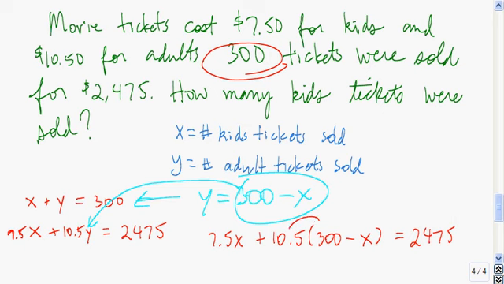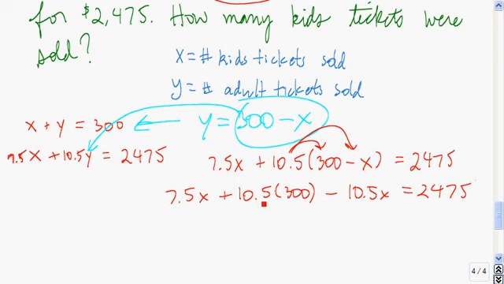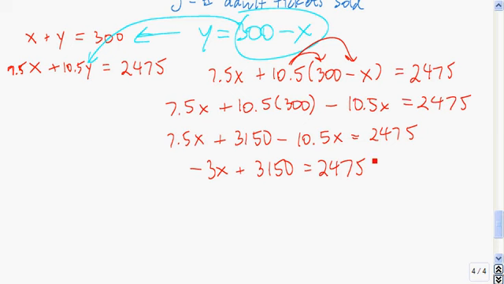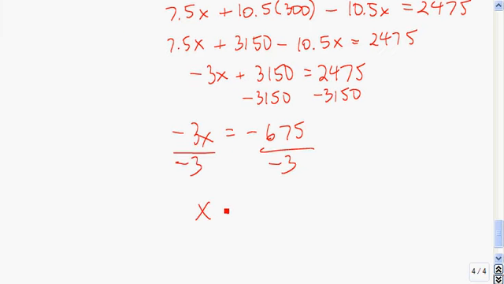Now I'll distribute the 10.5 to both of those. And now we just multiply 10.5 by 300. Now we'll combine our two like terms, 7.5x minus 10.5x. Okay, now we'll subtract 3150 from both sides. And then finally we divide both sides by -3. We get x is equal to 225. So we have 225 kids' tickets sold.